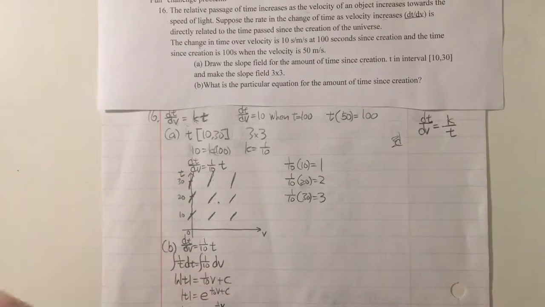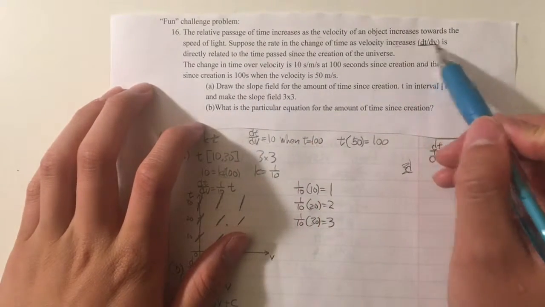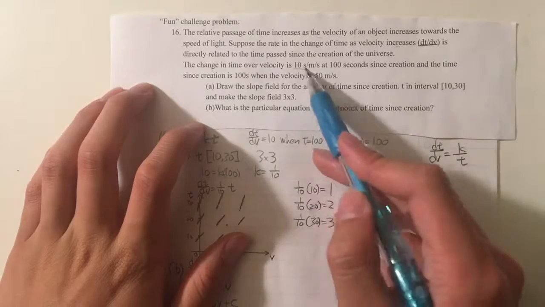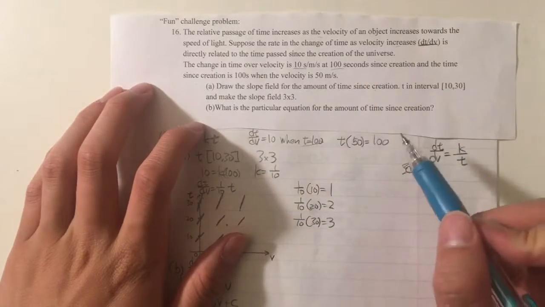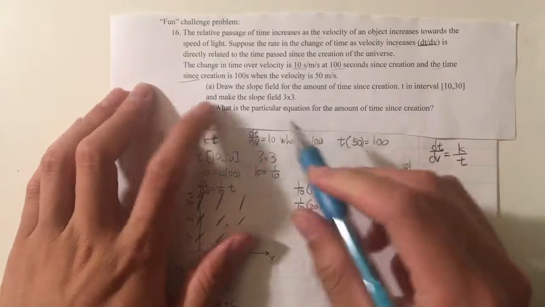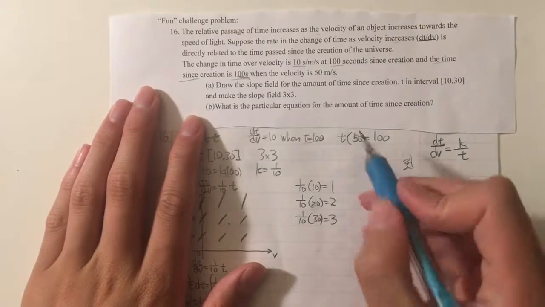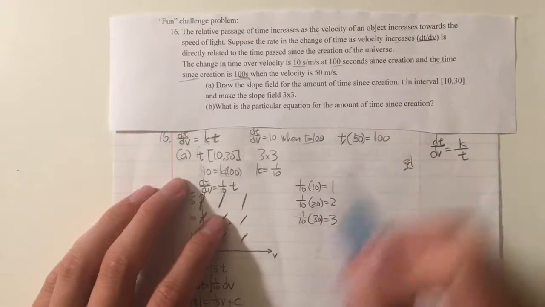And this question really challenges you to think simply in terms of math. So like change in time over velocity, which is, as I mentioned, dt over dv, is 10 when t equals 100, and t, time, is 100 seconds when the velocity is 50 meters per second. And that's basically the mother function.